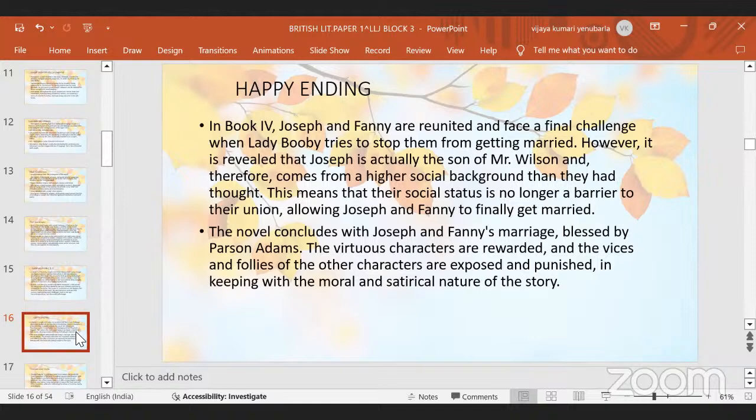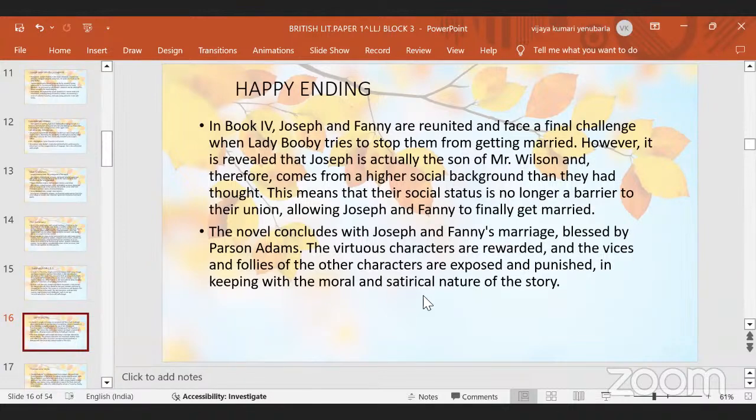So again, Lady Booby doesn't want them to get married. And at some point of time, it is revealed that both of them are siblings, brother and sister. They cannot marry. And finally, the character arrives, Mr. Wilson. Actually, Joseph is the son of Mr. Wilson and therefore comes from a higher social background, and they are not the real siblings, so they can marry. And this means that the social status is no longer a barrier to their union, allowing Joseph and Fanny to finally get married.